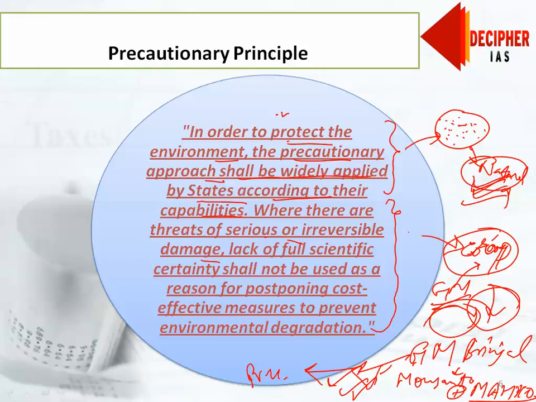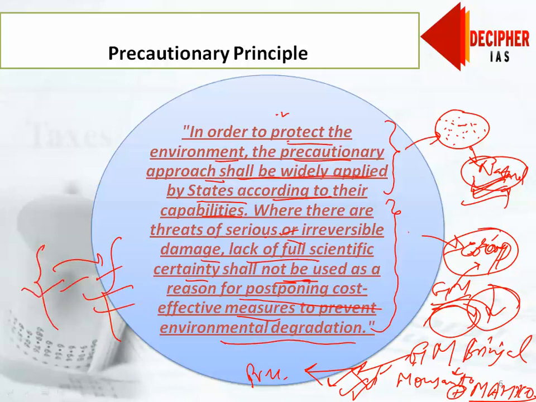So when there are serious threats of irreversible damage, lack of full scientific certainty shall not be used as a reason for postponing effective measures to prevent environmental degradation. That is, if by mistake we have spread it, we have caused the infiltration of genetic material, then we should take preventive measures as soon as possible. We should not sit back just because we don't have scientific proof.